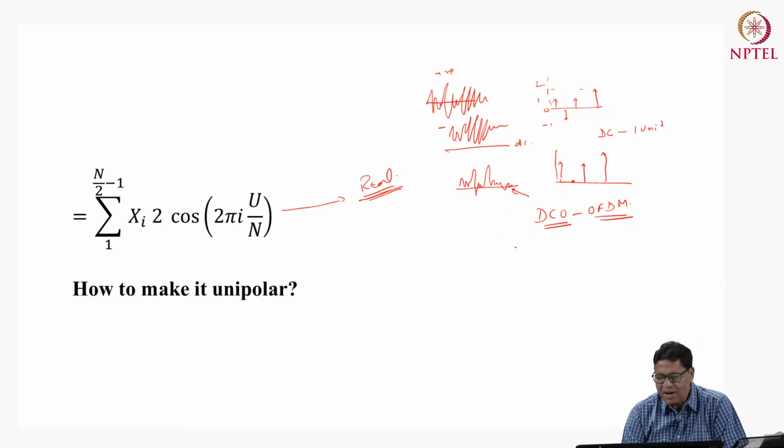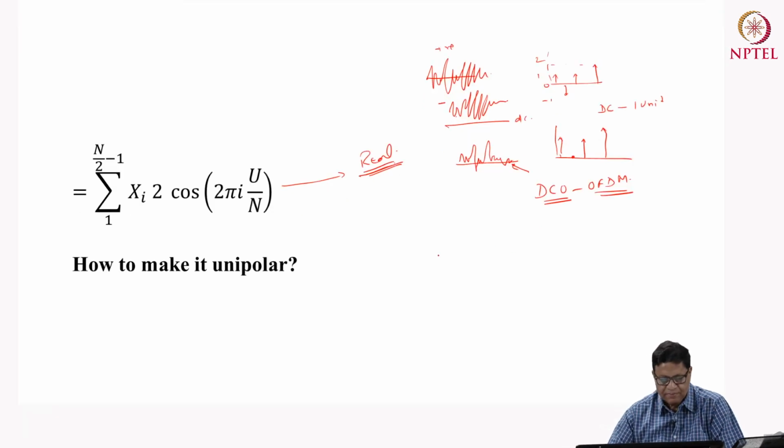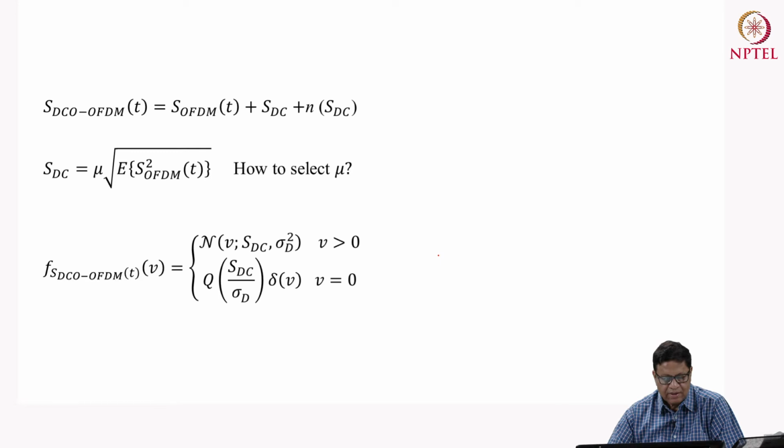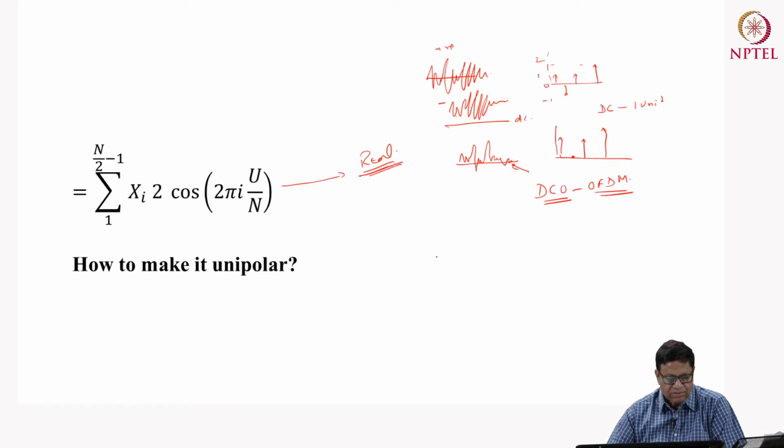So how do you decide that value of DC shift? So for DC shift, because if you see the amplitude of these signals, they follow a Gaussian distribution.